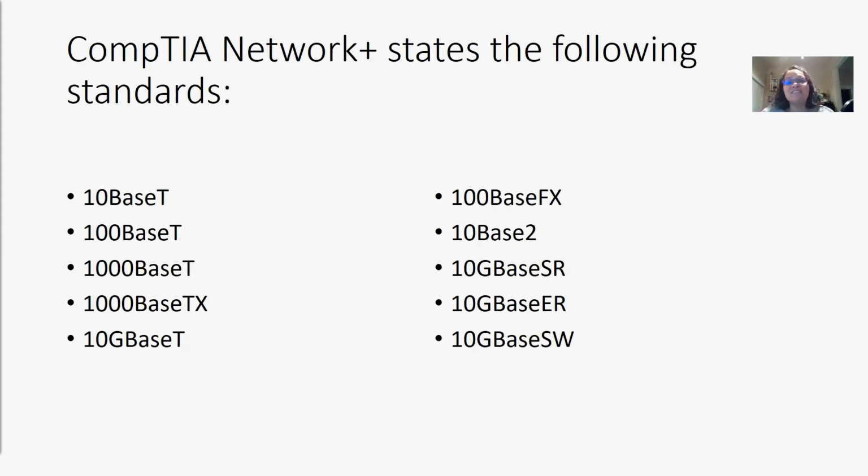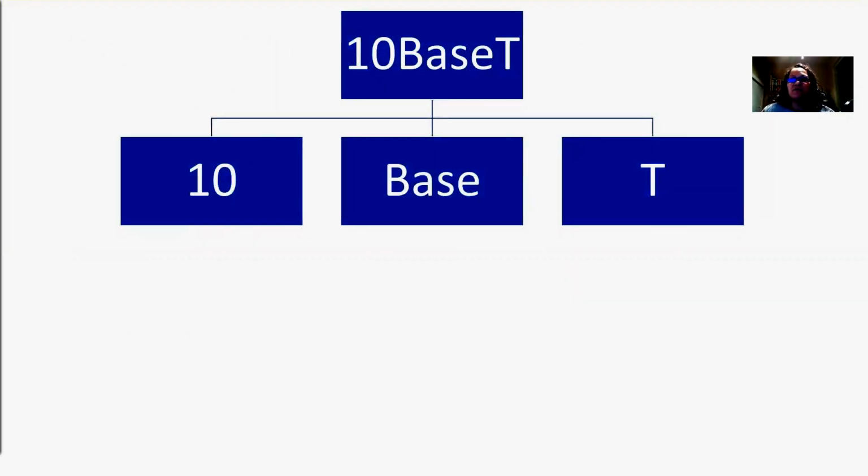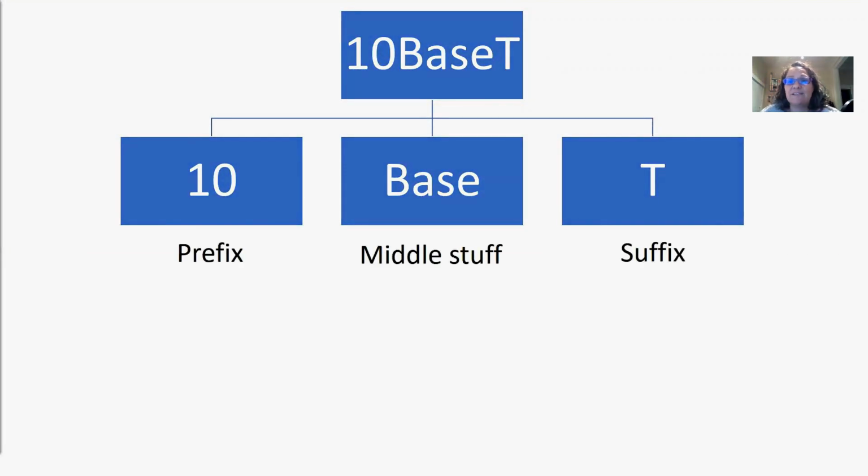Because these are the only standards listed on the CompTIA exam, they're the only ones that I'm going to cover. Although, I'll note a couple of things that will help you in your daily work. First, we're going to use the 10 base T standard as an example, and we'll split this number into three parts: a prefix part, a middle part, and a suffix.